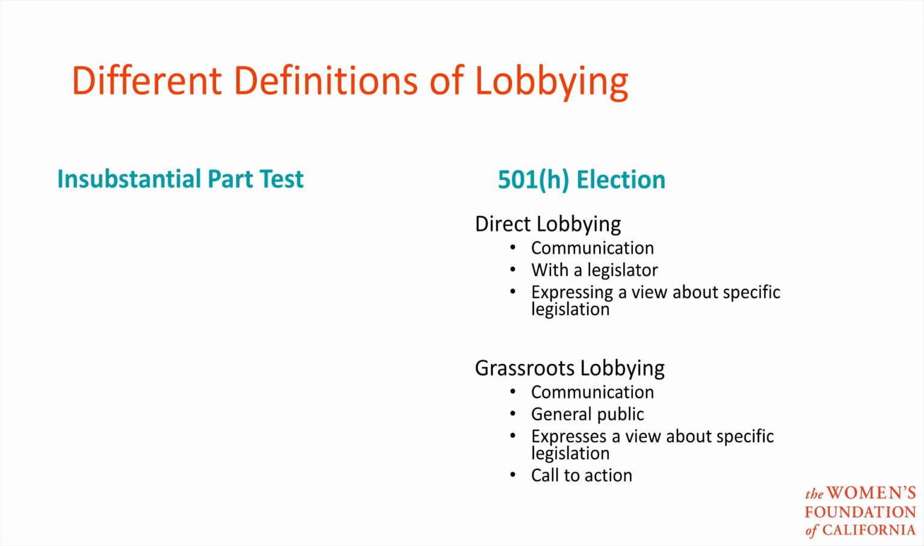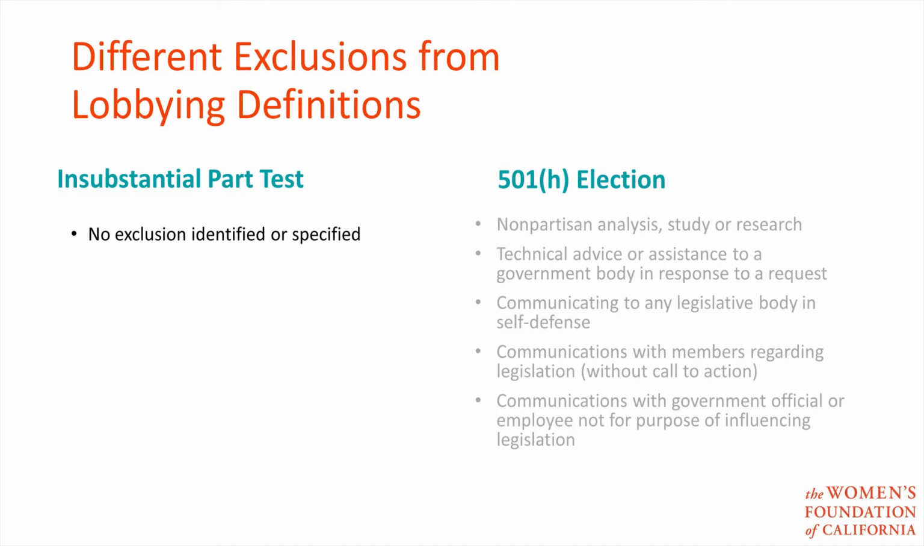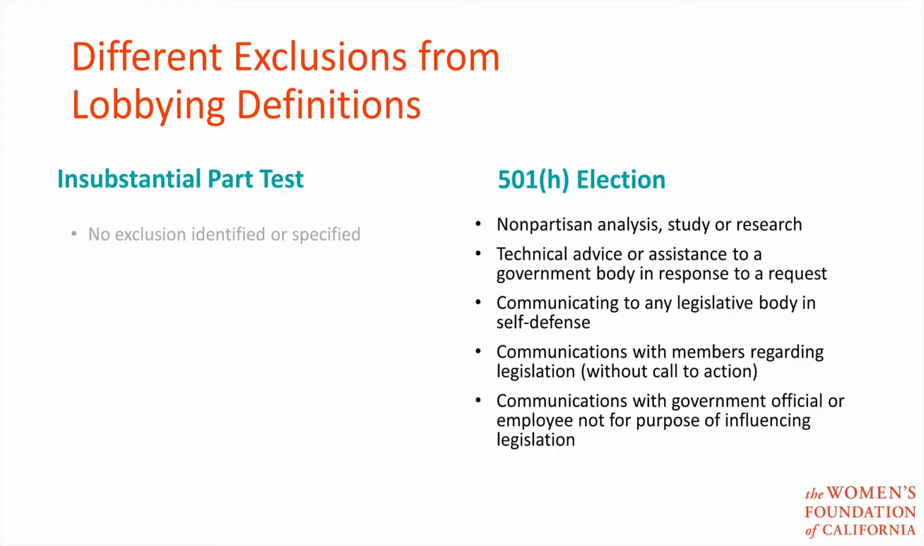But how do you know if you lobbied and how much is too much lobbying? When you elect the 501H, you get a very clear definition of lobbying. If you stay in the insubstantial part test, the lobbying definition is much more vague. The insubstantial part test has no exclusions identified in the law that created it. If you elect the 501H, there are 5 very specific exclusions that nonprofits do not have to include when figuring out their lobbying expenses.